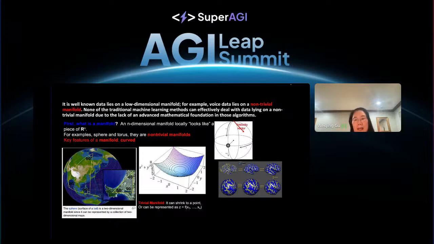Basically, we know data lies on a low-dimensional manifold, and currently all people treat it as a trivial manifold, like the one in the middle. This is like a piece of paper being deformed, called diffeomorphic, into a manifold. They are not actually true manifolds. A true manifold, like a sphere, is actually a true manifold because it's not topologically homeomorphic to a point. All the trivial manifolds will shrink to a point.